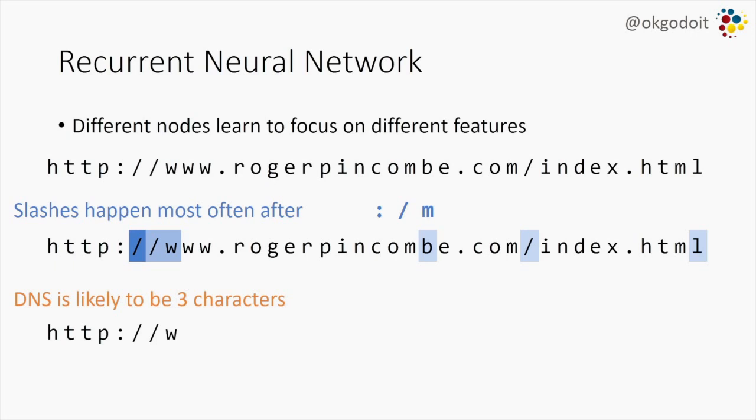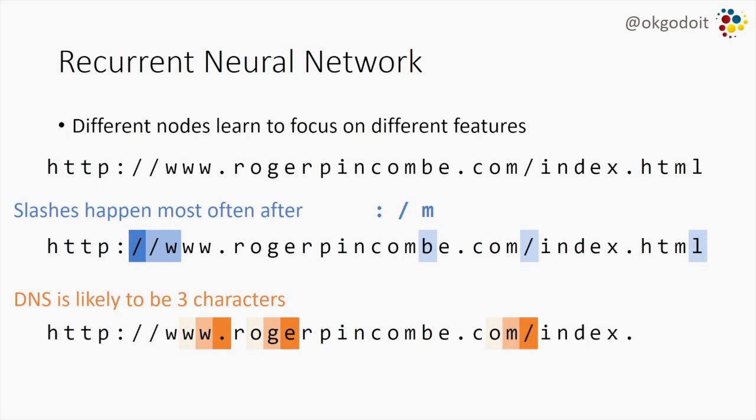DNS isn't always, but often is 3 characters long. The part before the initial dot and then the top level domain is very often 3 characters long. So you might have a neuron here that gets really excited as it gets closer to 3 characters in. And even in rogerpincombe.com, it gets excited there because it's a part of the DNS that is 3 characters in, even though it's not the right part.